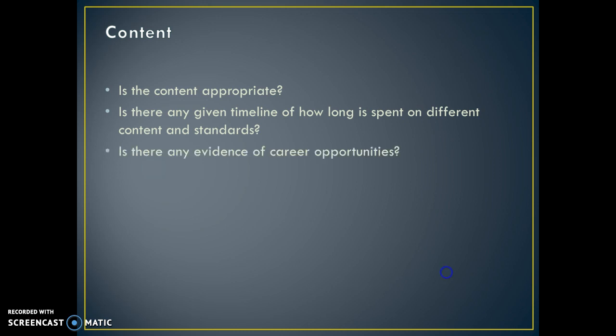And so then we went into, is there any evidence of career opportunities? There are some stated opportunities within here. In Unit 1, they state that solving equations can be used in everyday life when trying to compute sales tax, rate of change, and finding measurements. So they do lay out some career opportunities throughout, just very basic, nothing too in-depth.